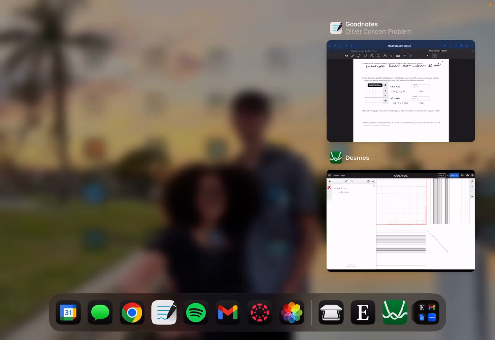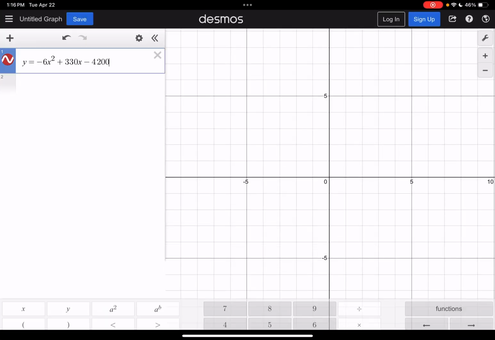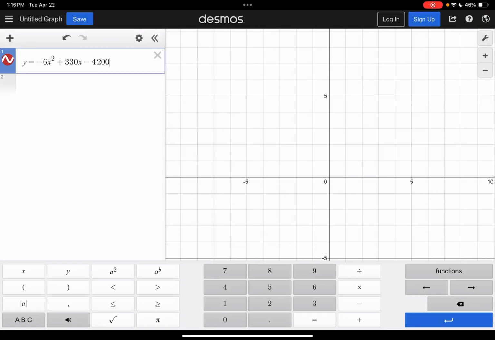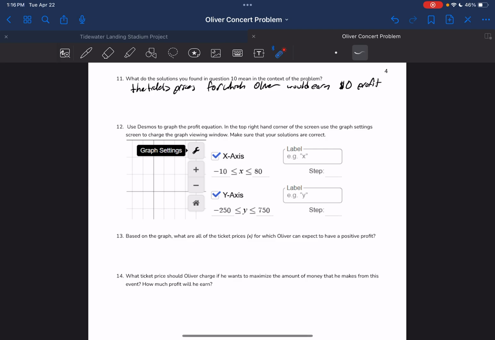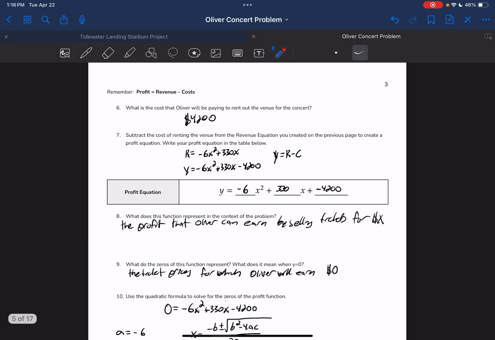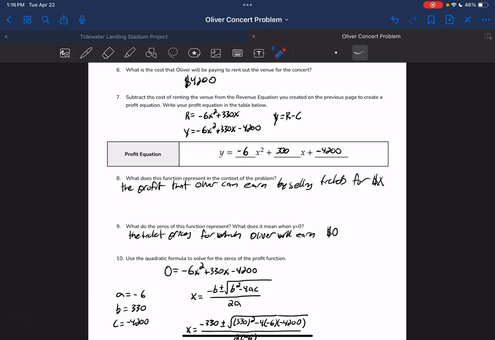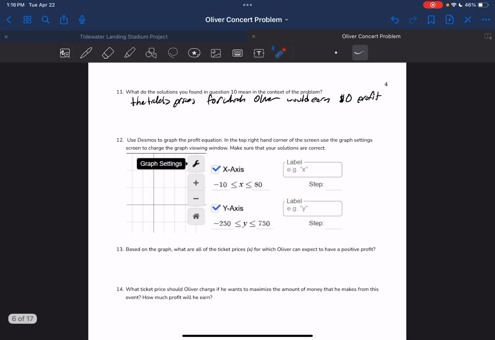So we're going to jump over to Desmos, and I already typed in our equation. And if you'll notice, we don't see anything. The reason why we don't see anything is because our window is only showing from negative 10 to 10 for X and from negative 10 to 10 for Y. But that's not enough, right? If we look at our function, we have some big numbers in it. So we're going to want to change the window that we're seeing.